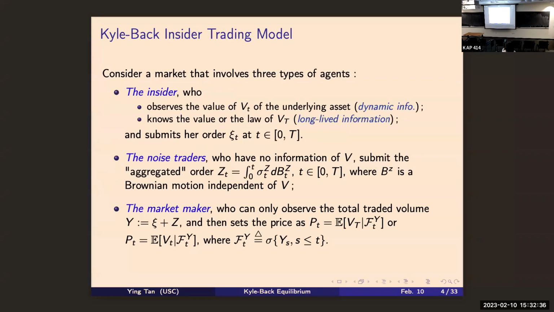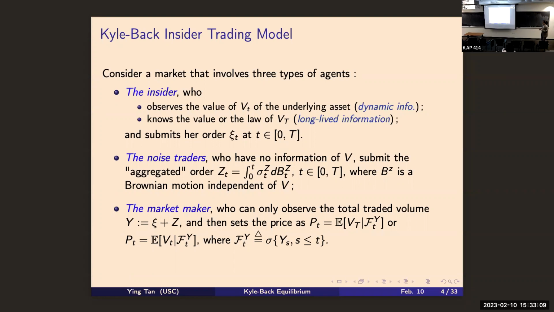Okay. Let's go ahead. Let me briefly introduce what the Kyle-Back insider trading model is. Here we consider a market that involves three types of agents: the insider, the noise traders, and the market maker. The insider is the one who either observes the dynamic value V_t of the underlying asset or knows some information about the terminal value at time capital T. The order submitted by the insider is denoted by C_t.